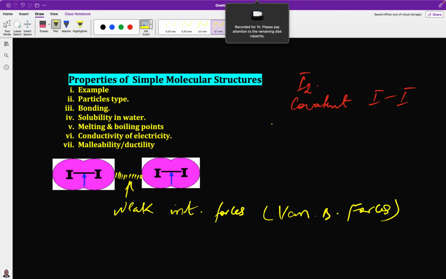They are also non-malleable and non-ductile. About their solubility in water, they are quite often insoluble. So the only force here is the intermolecular forces between the molecules, and these are weak forces that can easily break when they are heated. So that is all for the structures.